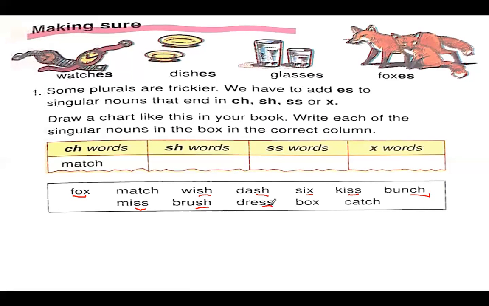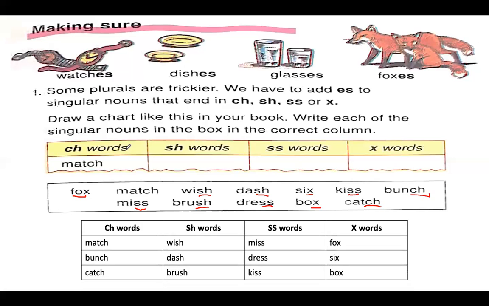Double S. So we'll write in the double S words. Then we have box. We have X in the end, so we'll write it in X words column. And the last is catch. So it is having ch sound in the end, so we'll write it here in the ch words. We'll make the columns like this. Ch words, sh words, double S words, X words.